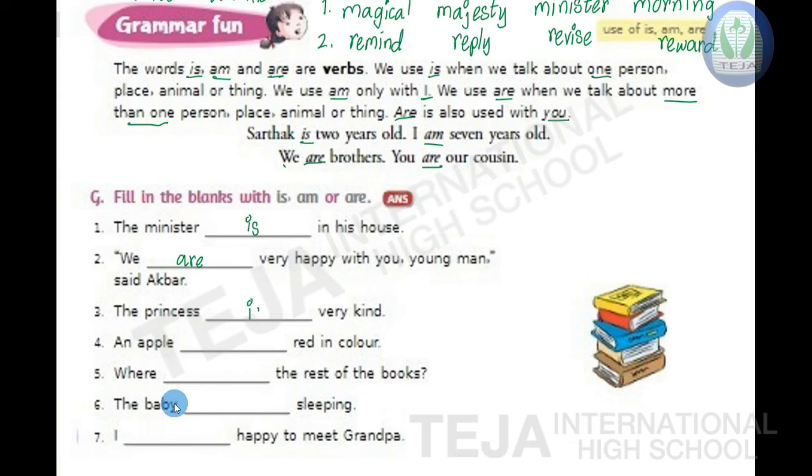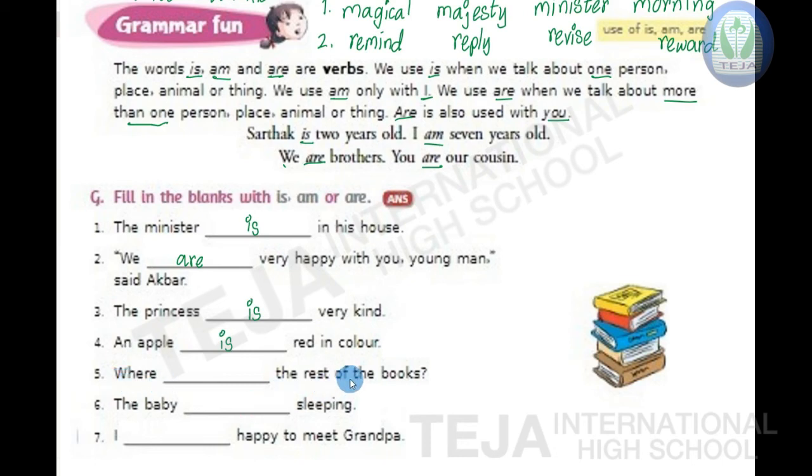Next, fourth one: An apple dash red in color. An apple means here one apple. So when one apple is there, it's a singular form. So is is the correct answer.